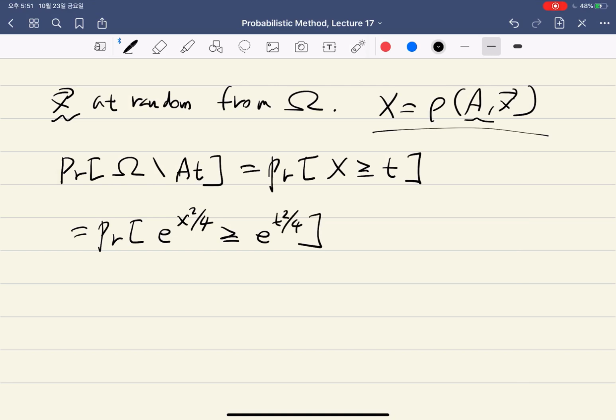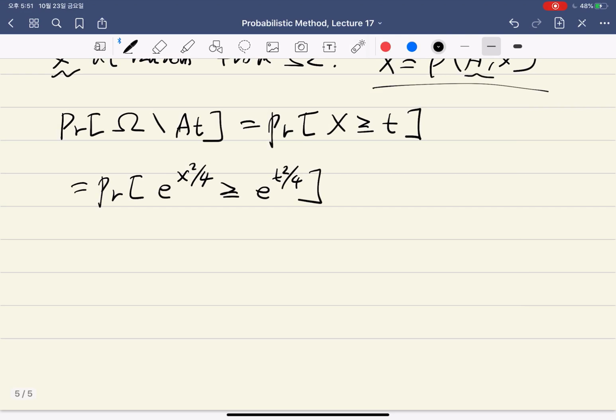So this is the typical trick. Instead of this, you consider the exponential power of this random variable. And now we use the Markov inequality to get this.